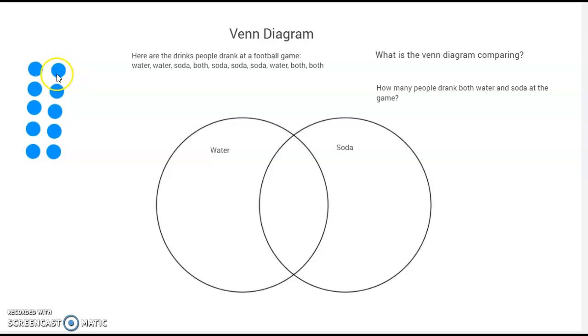So for this one, it says water. So I'm going to drag the sticky dot into the water. The next one says water. So I'm going to drag another sticky dot into the water. The ones that say both, you'll put in the middle, and the ones for soda, you'll put on the right-hand side.